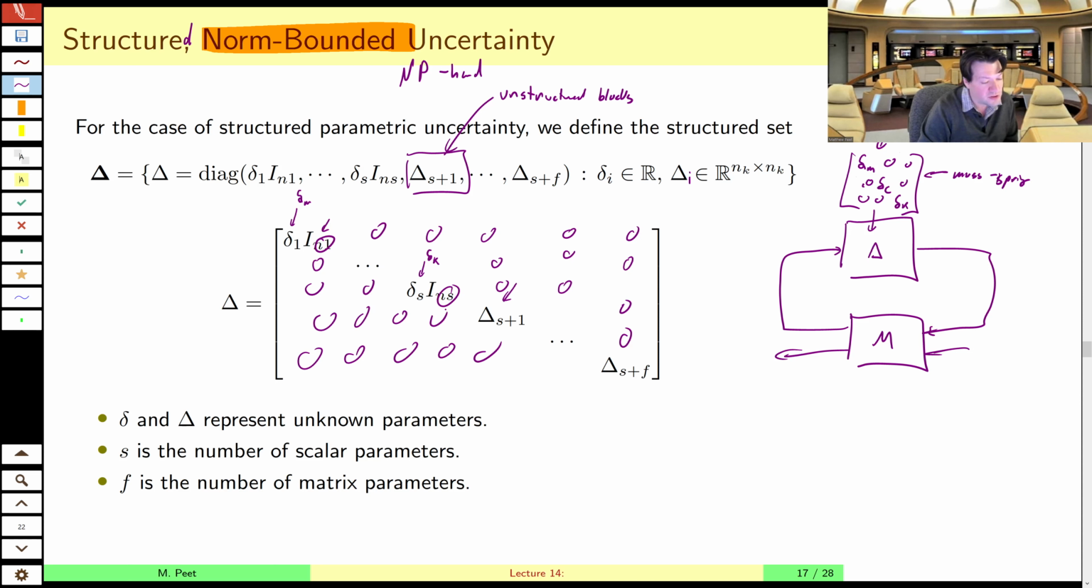For more general forms of structured uncertainty, there are results, but they're much more complex, and there's a whole fauna of that, and we're just not going to delve into it. It's too deep a dive, so we're going to stick with this.